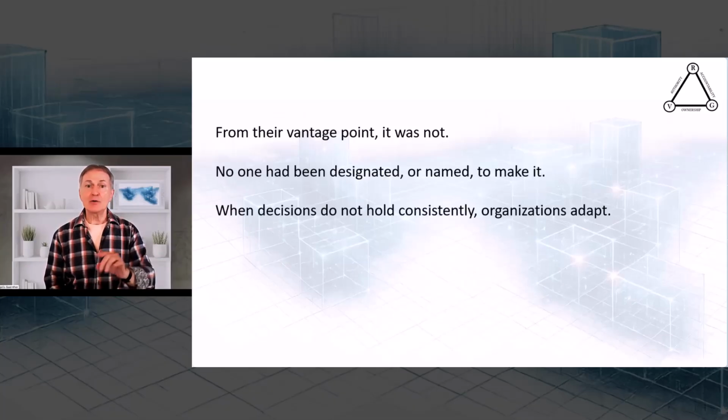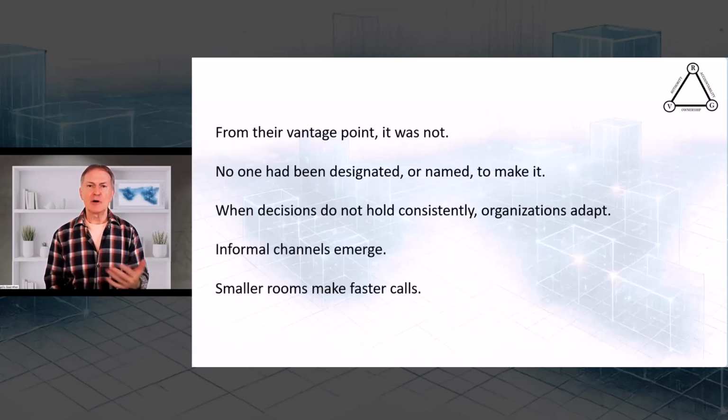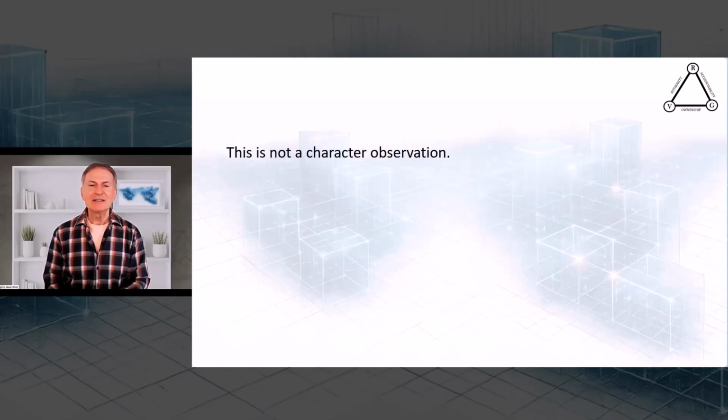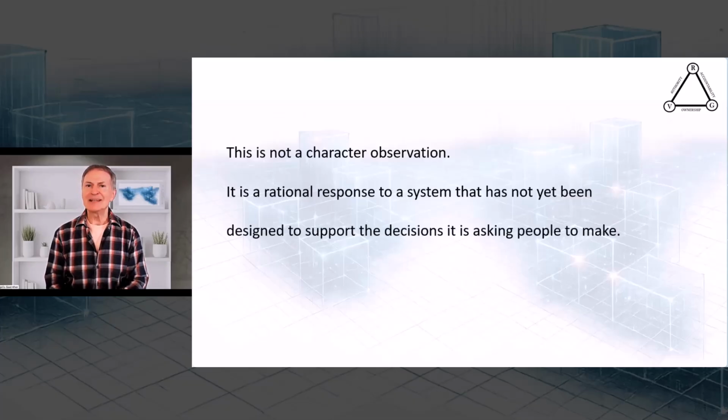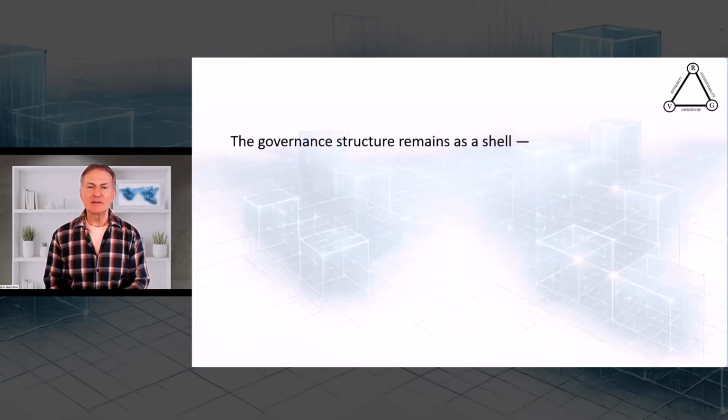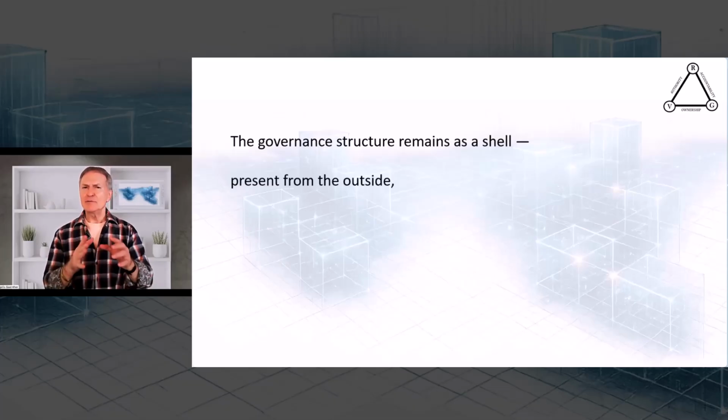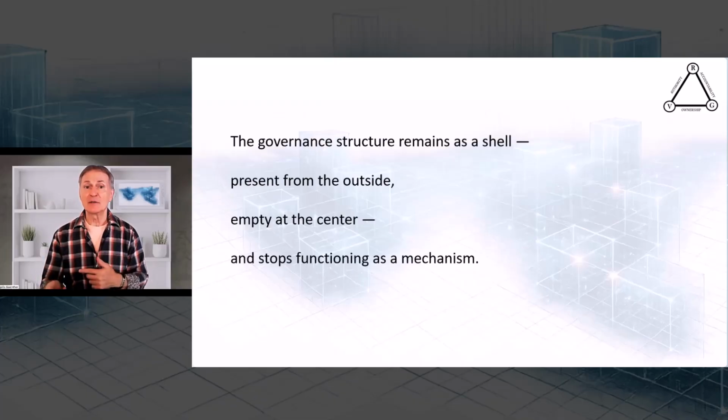When decisions do not hold consistently, organizations adapt. Informal channels emerge, smaller rooms make faster calls. This is not a character observation. It is a rational response to a system that has not yet been designed to support the decisions it is asking people to make. The governance structure remains a shell, present from the outside, but empty in the center, and stops functioning as a mechanism.